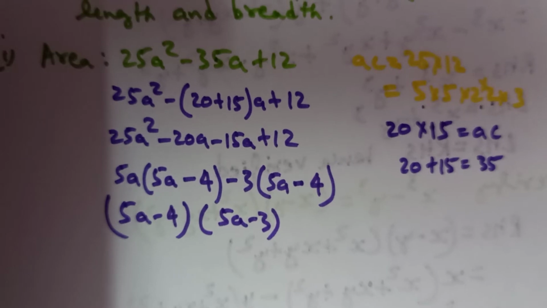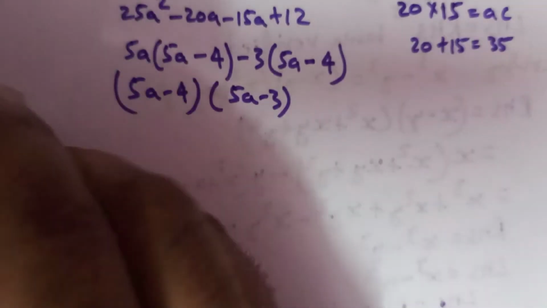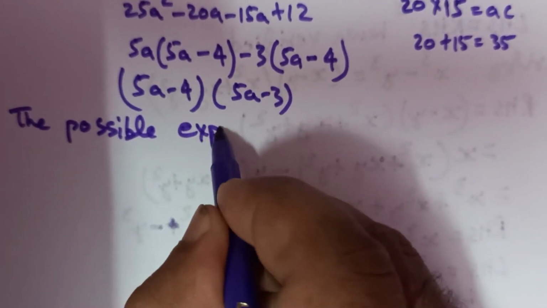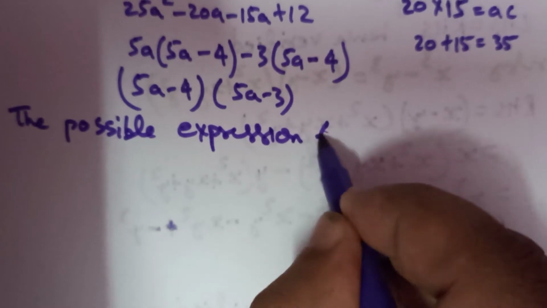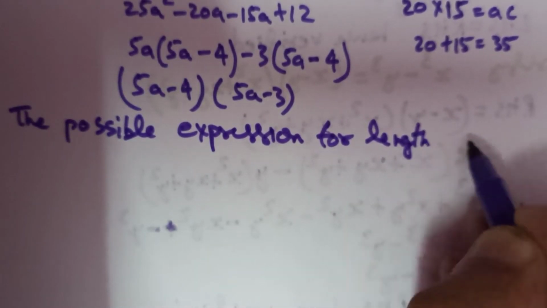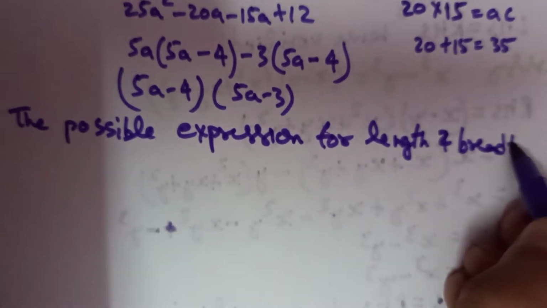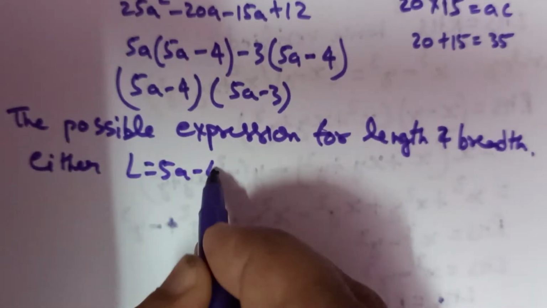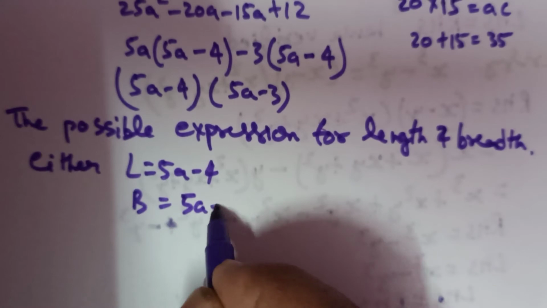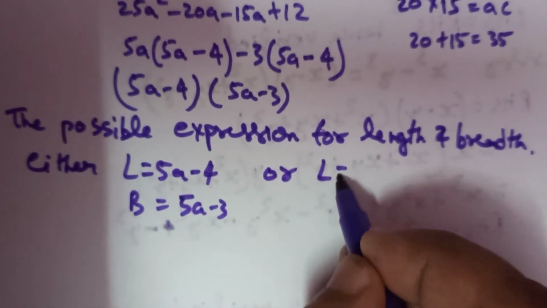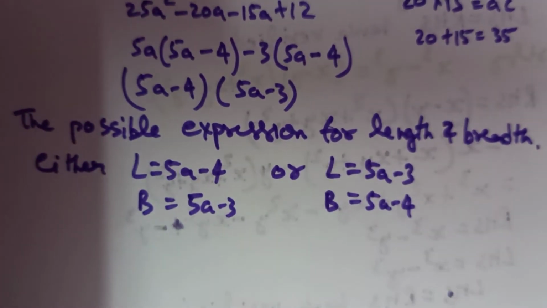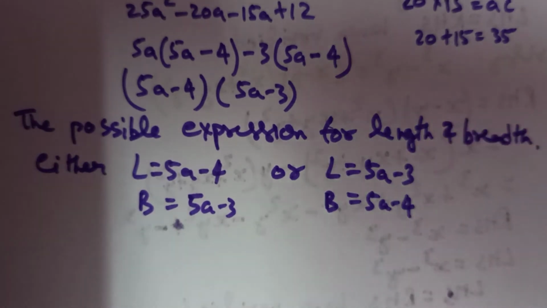Now the question is asking what are the possible expressions for length and breadth. So the possible expressions for length and breadth can be either length is equal to 5a minus 4 and breadth is equal to 5a minus 3, or it can also be that length is equal to 5a minus 3 and breadth is equal to 5a minus 4. So the possible expression for length and breadth can be either of the two.